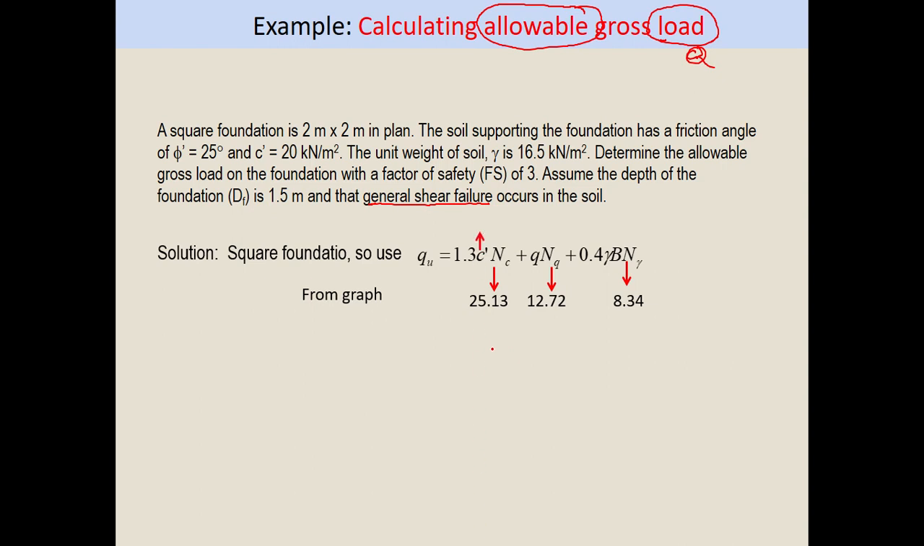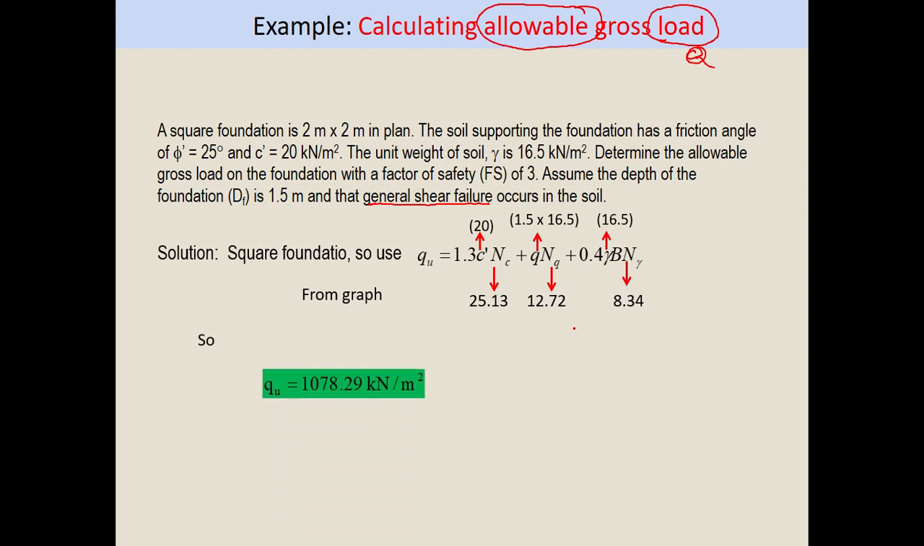And then C is 20. Q is gamma times DF. Gamma is 16.5 and DF is 1.5, so 1.5 times 16.5, and then gamma is 16.5, because the given unit weight is in dry condition, so we just use this value. But if the soil is saturated, then you have to calculate the effective unit weight.